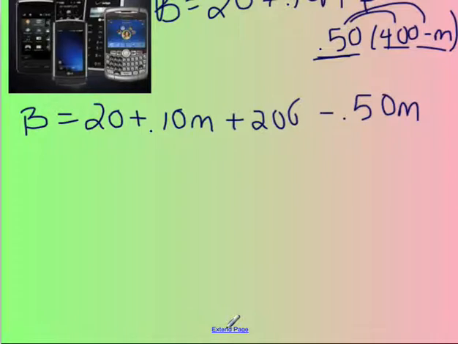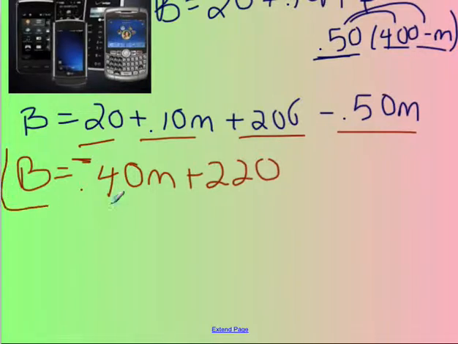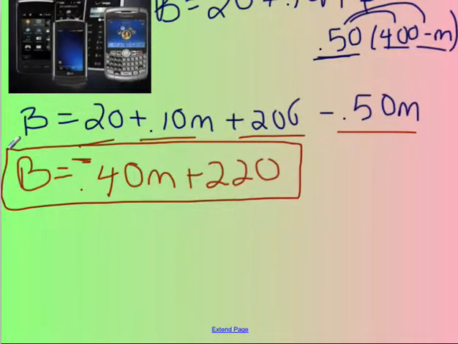So now I need to combine my like terms. Let's start with my M's. 0.10M minus 0.50M, well, that's going to give me negative 0.40M. For my bill, 20 plus 200 is going to give me 220. And sorry, this is going to be a negative because that 0.5 is bigger. So negative 0.40M plus 220. So that's your bill. If you know how many in-network minutes you spent, plug that in for M and you could get your answer to the entire equation.